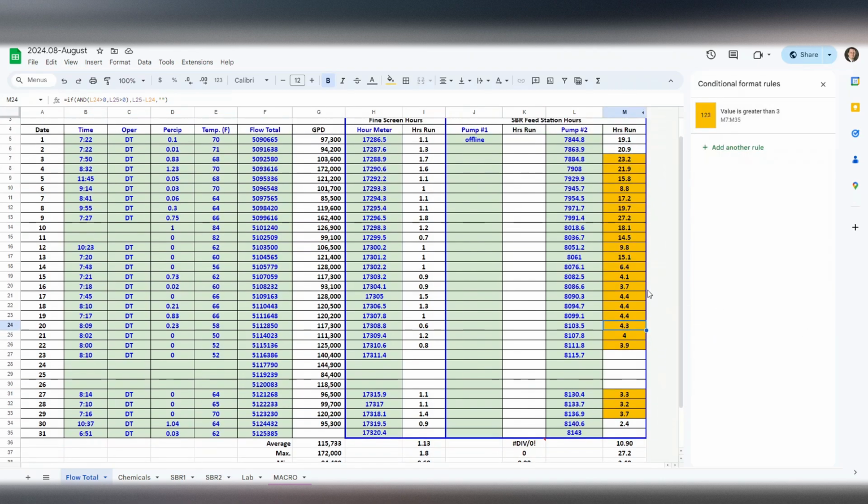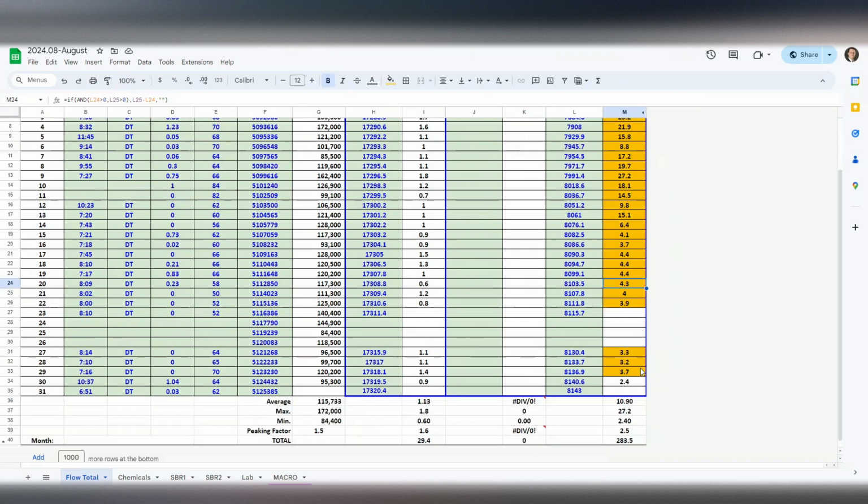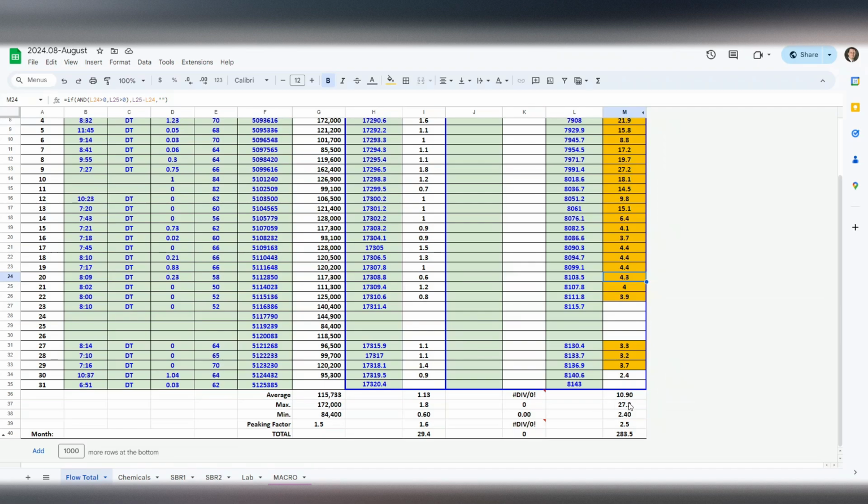So these are all high because there's no SBR number 1 pump. But normally these would both not have a highlight over top of the runtime hours. And it's just looking at the average runtime, the max, the min, peaking factor. And typically what we'll see is a peaking factor for flow. You'll see that same peaking factor for the runtimes on the screen and then on these pumps as well. So that's the normal behavior. Obviously, with having one of the pumps out, you have a little bit that skews the numbers in the shading here. So that's that one.